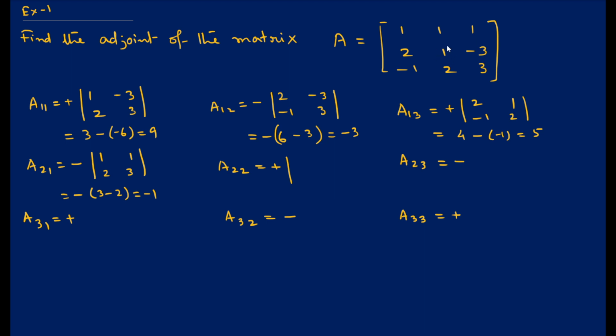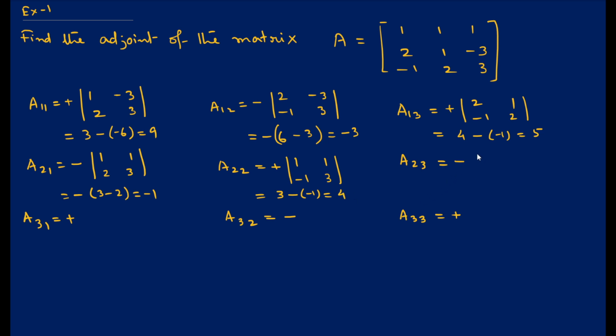Then A22. A22 means we are going to find the cofactor for this particular element 1. So 1 कहाँ पे है? 1 lies in the second row and second column. So we have to delete the second row and second column. ठीक है, second row और second column delete करने के बाद कौन सा element आएगा? 1 1 and then minus 1 and then what? 3. ठीक है, 1 1 minus 1 3. If you split it, 1 into 3 is 3 minus, then ये दोनों multiply करने से minus 1. So how much is it? 4.